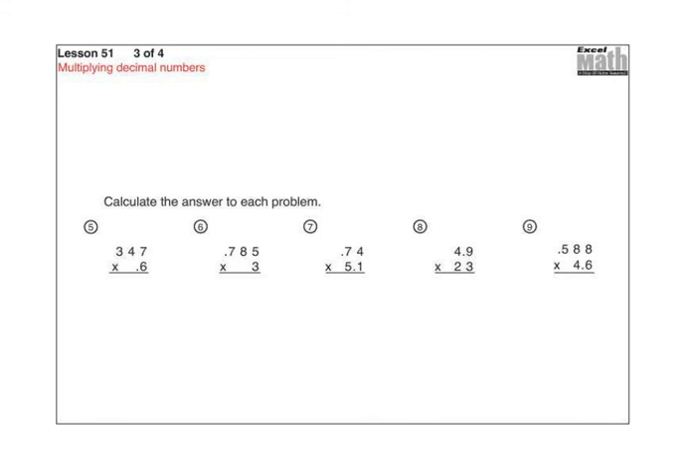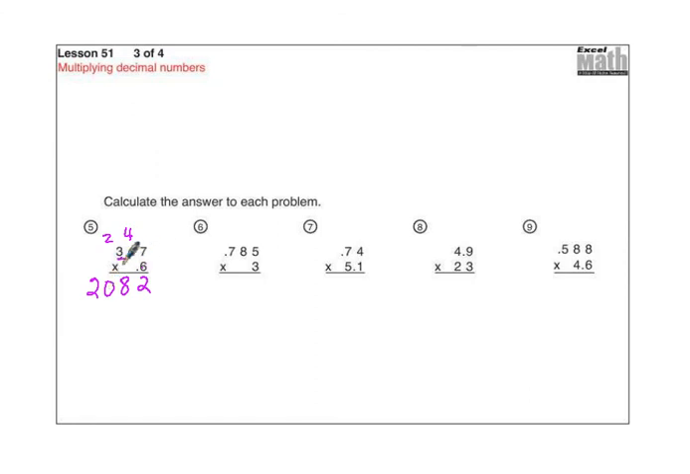Alrighty, now what we're going to do is do some actual problems. So we'll do this first one together. Get ready to write on your paper as I'm doing this. So we're just going to kind of ignore the decimal point at first. We're going to do 7 times 6 is 42, carry the 4, just like traditional multiplication problems. 4 times 6 is 24, plus 4 is 28, carry the 2. 3 times 6 is 18, plus 2 is 20.